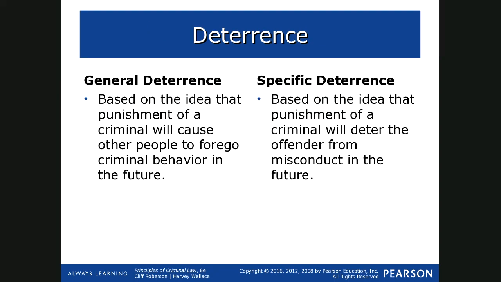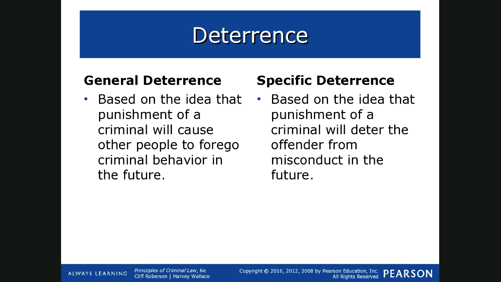And then you finally have deterrence. And there's 2 different types of deterrence. There's general deterrence and specific deterrence. And general deterrence basically says if I punish this person with this severe punishment, it will cause other people to not want to commit this crime.